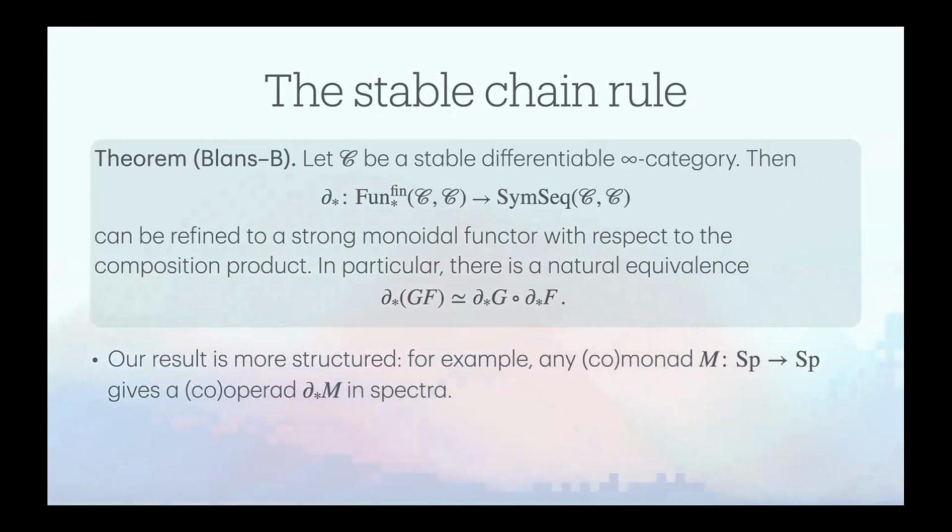One thing that one gets from this, for example, is that compared to the old result, our result encodes certain coherences when it comes to the associativity. And what this gives you, for example, is that any monad or comonad in spectra, its derivatives are going to be an operad or cooperad. One example here would be if you take the algebras over some operad, this defines a monad in spectra, and taking derivatives recovers that operad.